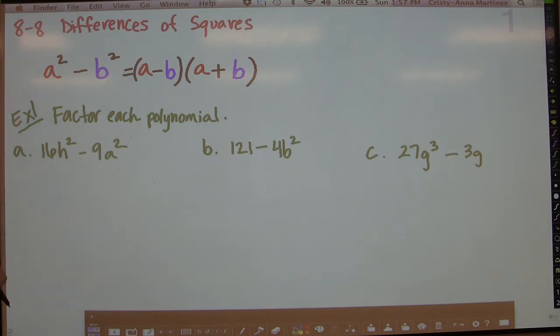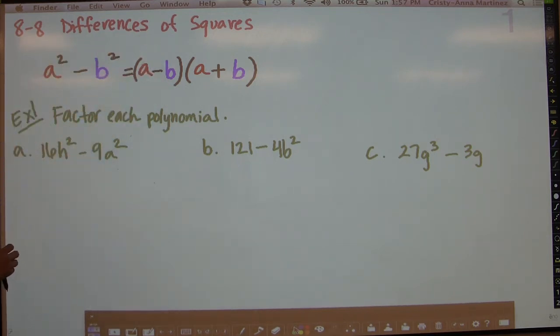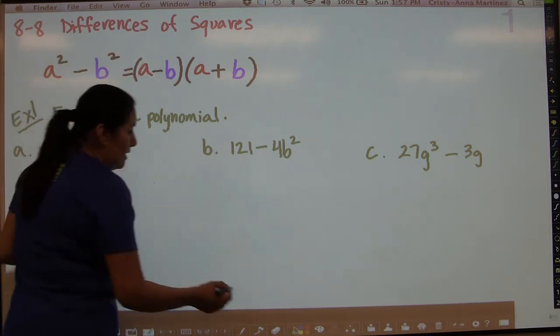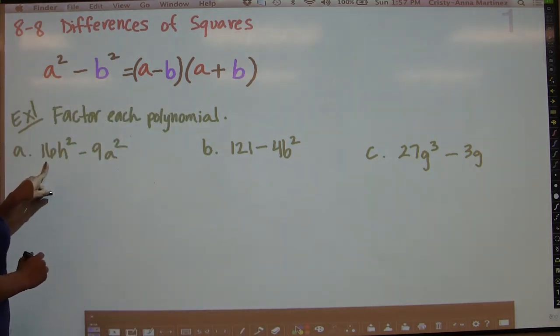So in order for us to do that, we have to identify what a and b are, because you will see that we have a squared minus b squared. You have to have it in this form in order for you to be able to write it in this form. And so the first thing we want to do is identify what a and b are. So I'm going to go ahead and rewrite this guy. I know that 16 is a perfect square as well.